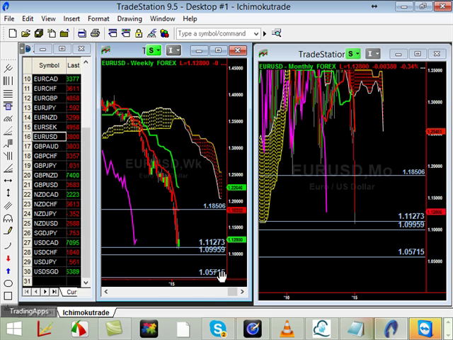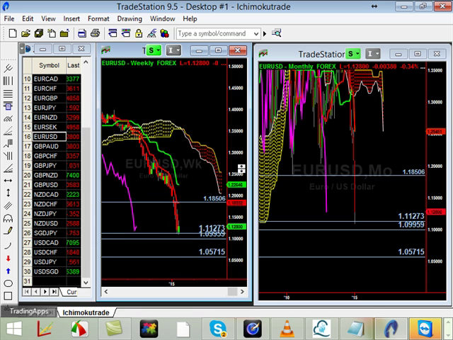This thing looks like it's trying to get to par by the end of the year, but we'll have to see, because we've got a lot of minor supports that have to break in order for it to get up to par.